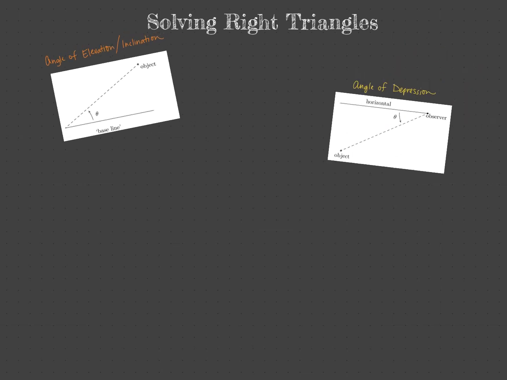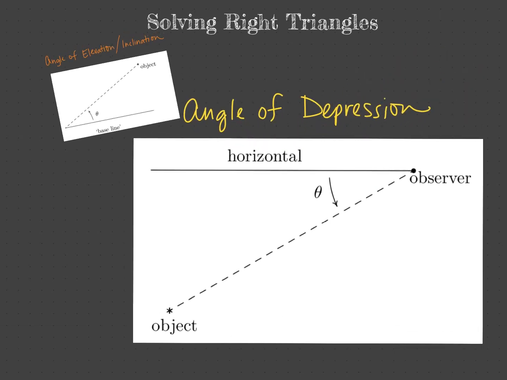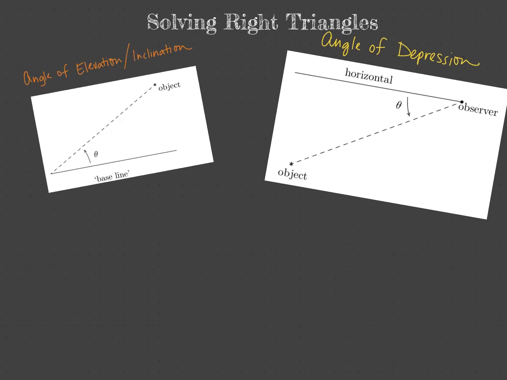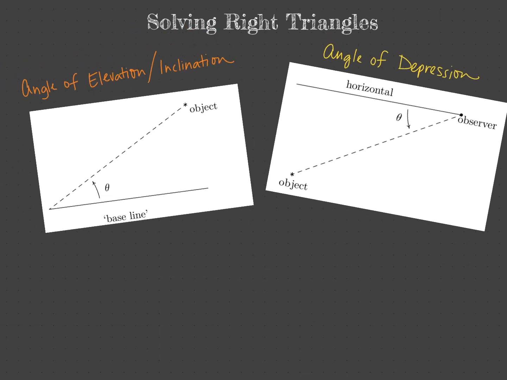Then we also have what's called the angle of depression, and no, it's not sad, it's just going down. We have some horizontal line up here, and the observer is now looking down, usually from their eyesight up here. So the angle of depression is going down from the top, looking down at the object. So those are the two different angles that may be described in some problems that we will be seeing here shortly.